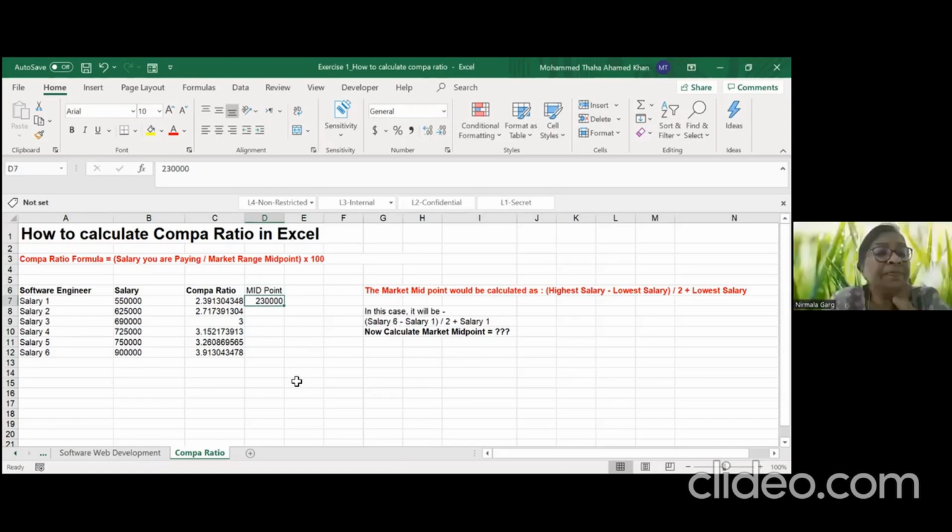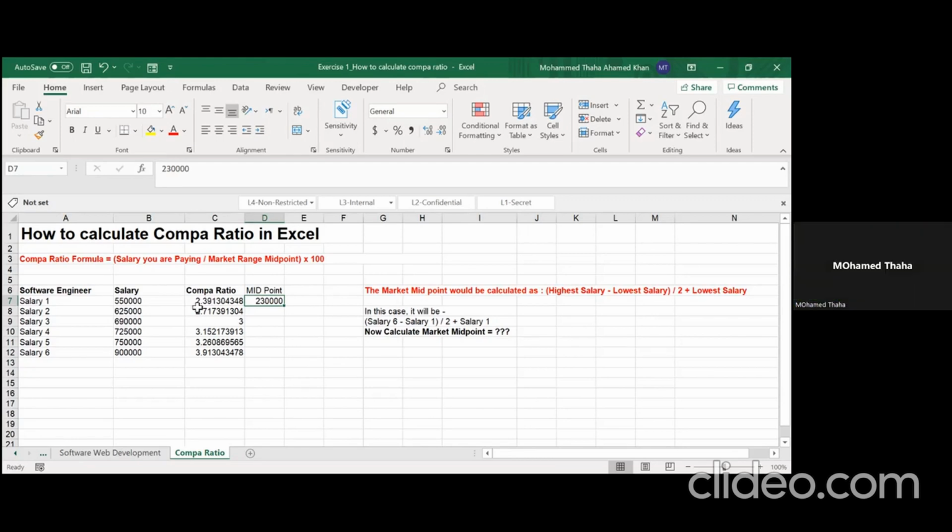Okay, done. And the comparison: this is the min and max, the market midpoint. So the midpoint here, the salary range is 55 and 90. So the midpoint is 23,000. Great. And then what is the comp ratio? Comp ratio 2.39 for the salary one.